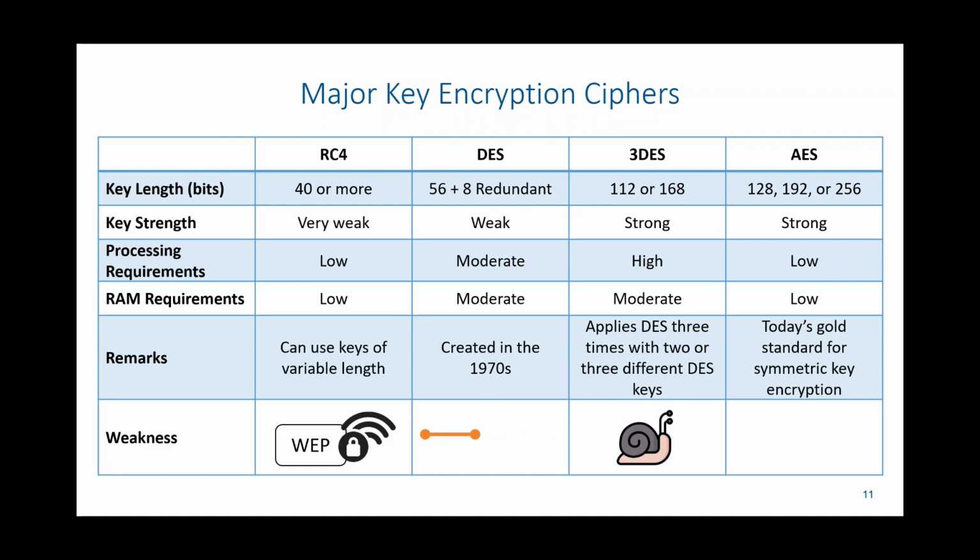The gold standard for today is AES, and there are many key lengths that you can use in AES: 128, 192, or 256. I advocate that you use the higher number where possible. This has strong key strength, and the great thing about AES, and another reason why it's part of the gold standard, is that the processing and RAM requirements are actually very low. So is there a weakness? Maybe, but that's still yet to be determined.